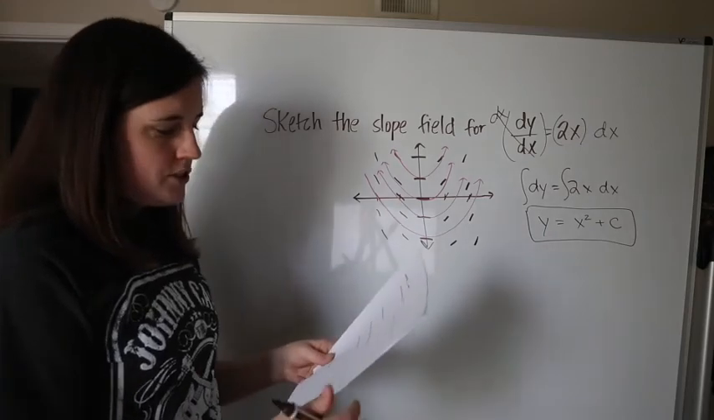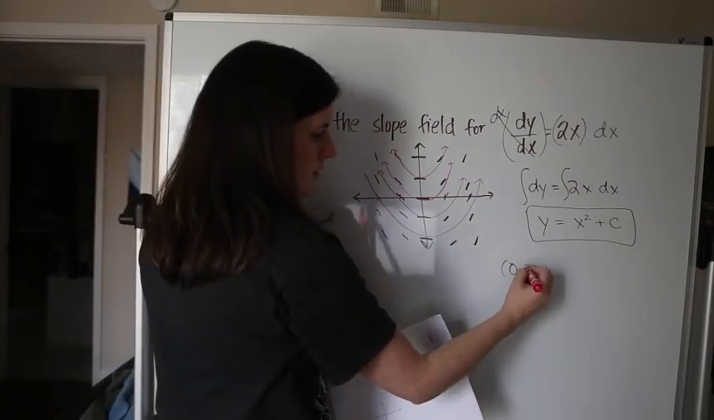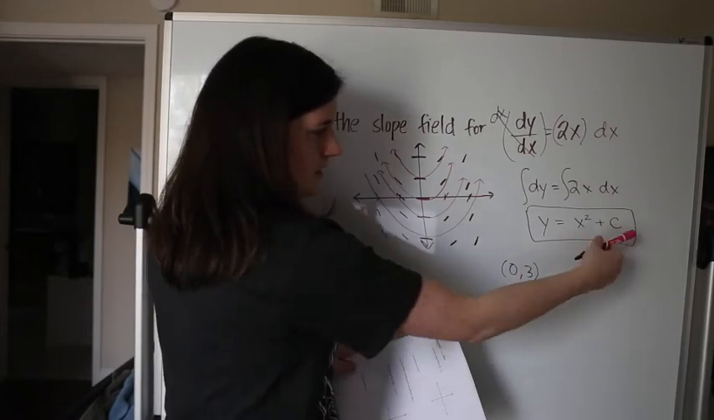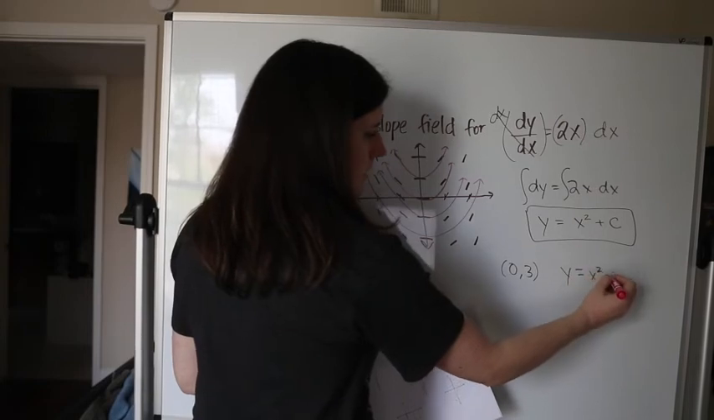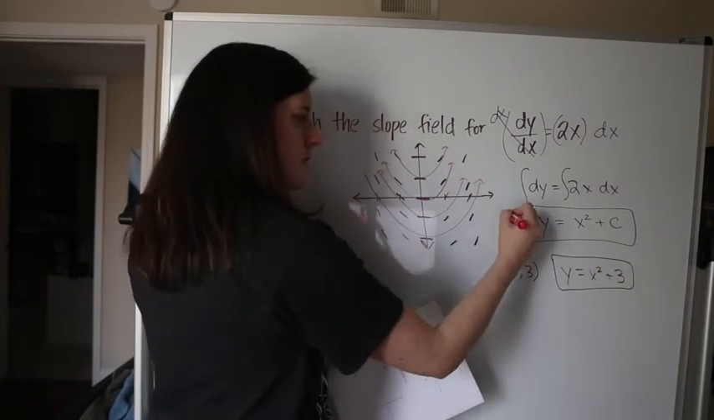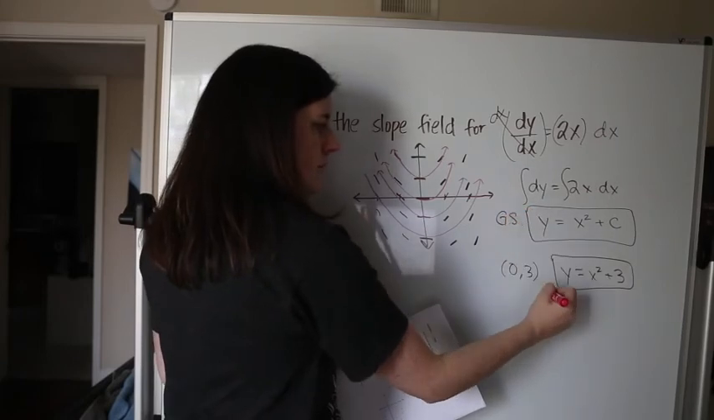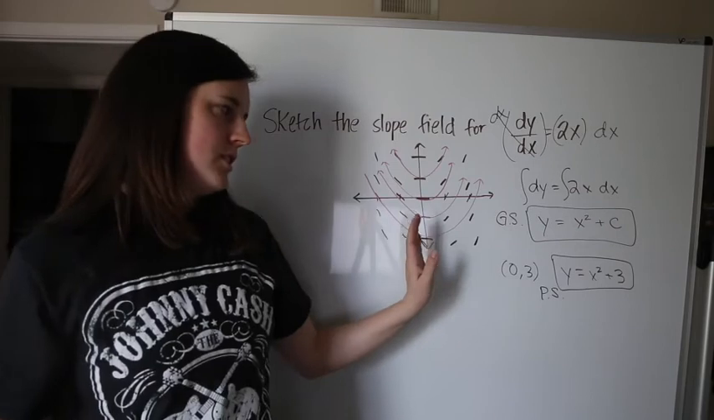The particular solution has an initial condition f of 0 equals 3. So (0, 3) is a point. When I plug this in to solve for c, I'm going to get y equals x squared plus 3, because that's my y-intercept. So this is my general solution, and this is my particular solution. And the slope field that matches this is here.